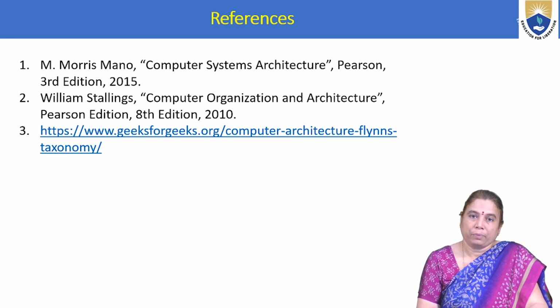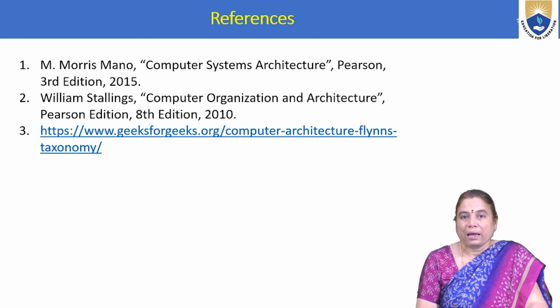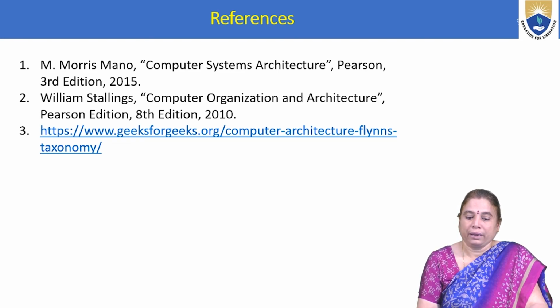What is parallel processing? How can it affect the performance? What are Flynn's classification and the major features of this classification? How parallel processing can be achieved with the concept of pipelining. And these are the references that can be used in this video.